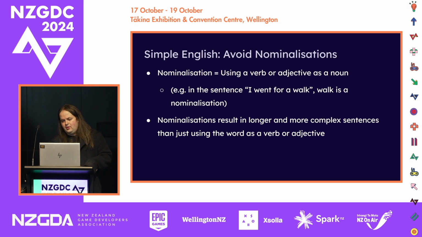The reason to avoid nominalizations, though, is that they usually result in longer sentences than just using the actual verb or adjective. If I were to say that I went for a walk to the supermarket, I am using walk as a nominalization. But if I were to just use walk as a verb, I could just say I walked to the supermarket. By swapping to using the actual verb, I cut that sentence's length to almost half, just through doing that alone.